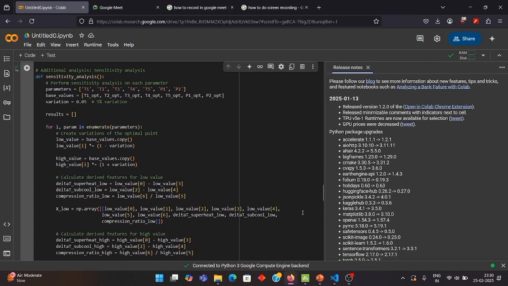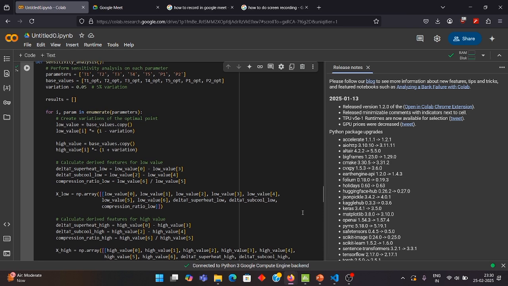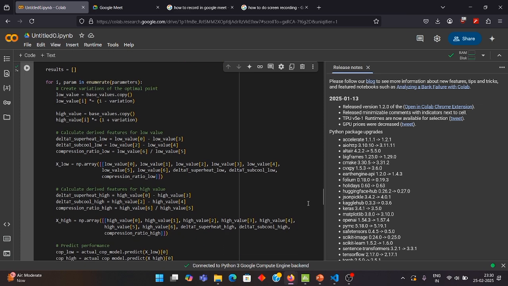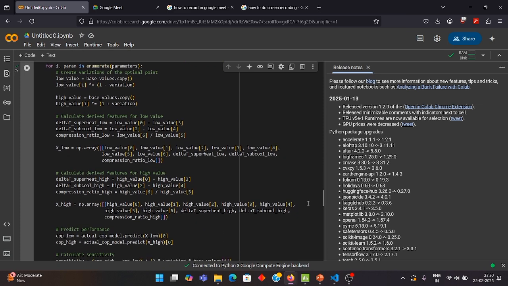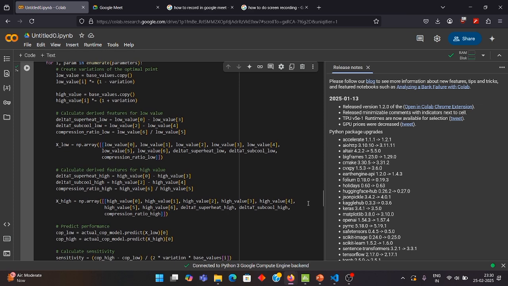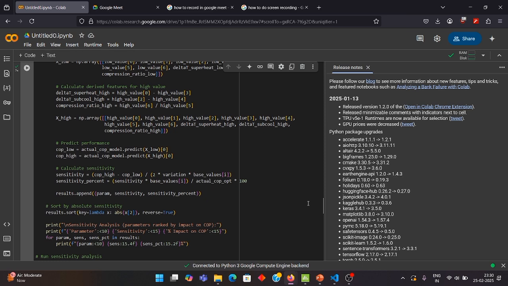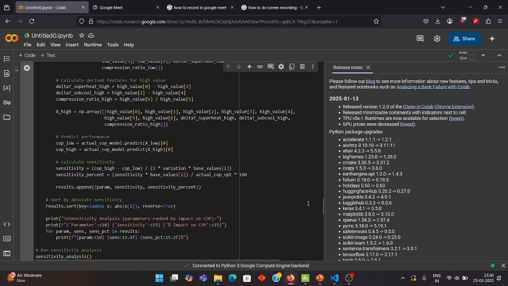In addition to this, we are also doing a sensitivity analysis. We perform a sensitivity analysis on each parameter. We create variations of the optimal points, calculate derived features for low value, calculate derived features for high value. We predict performance, calculate sensitivity, and sort by absolute sensitivity. And then we run the sensitivity analysis.